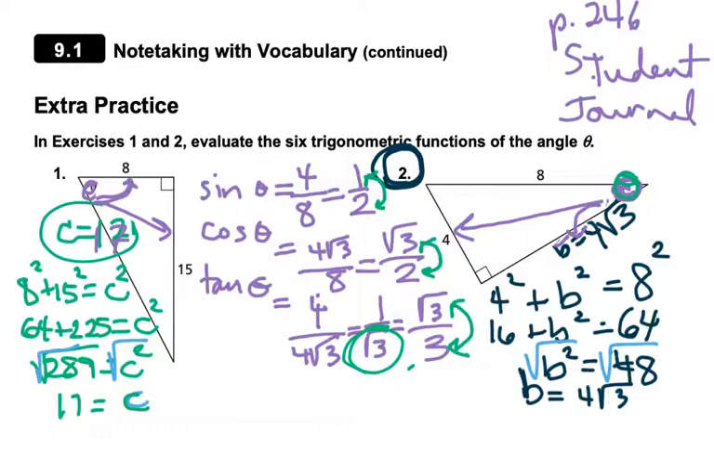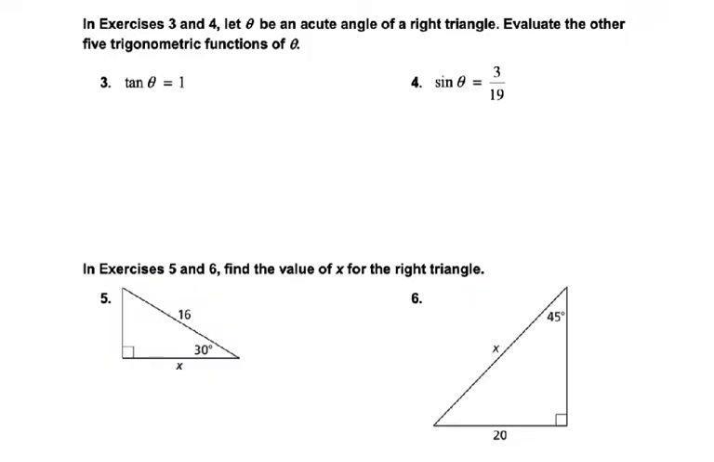Now we're going to move on to number 3 and 4. Now it's going to be a little different. I said at one point you're going to get an angle and at least 2 sides, because then you can solve it with Pythagorean. But sometimes you'll get what those sides are equal to, and you'll have to solve for the angle. So in these two, let theta be an acute angle of a right triangle.